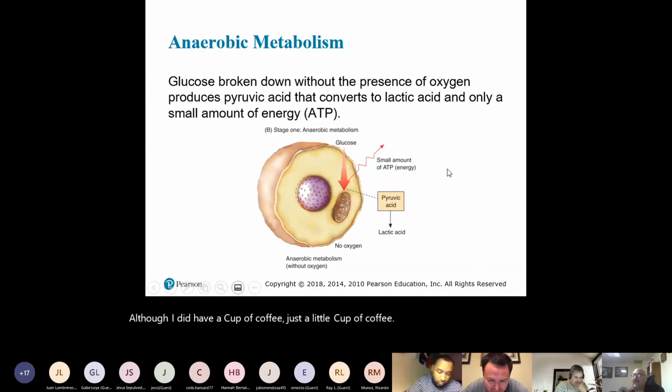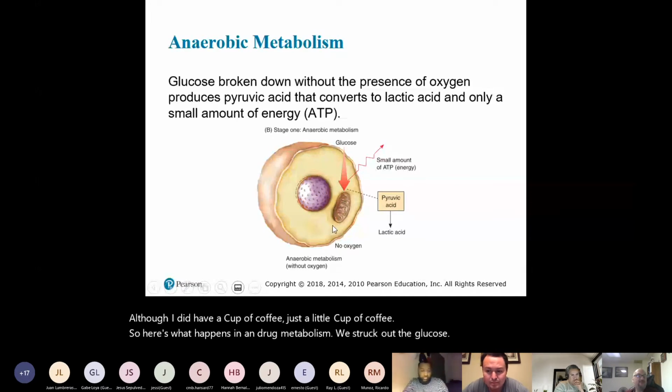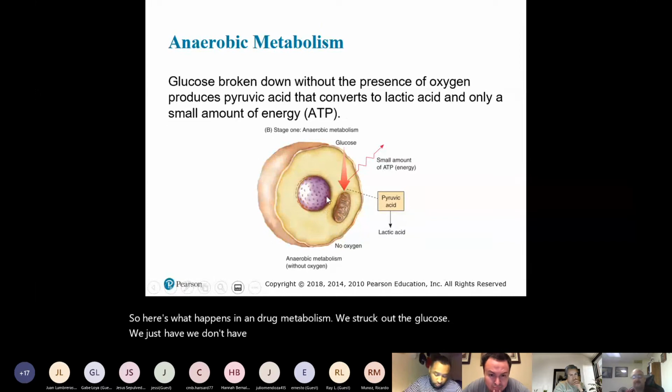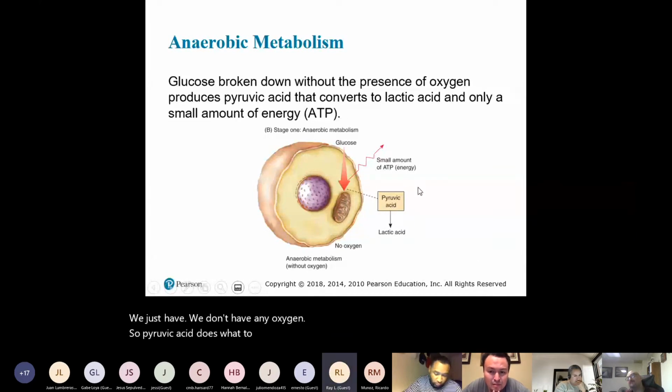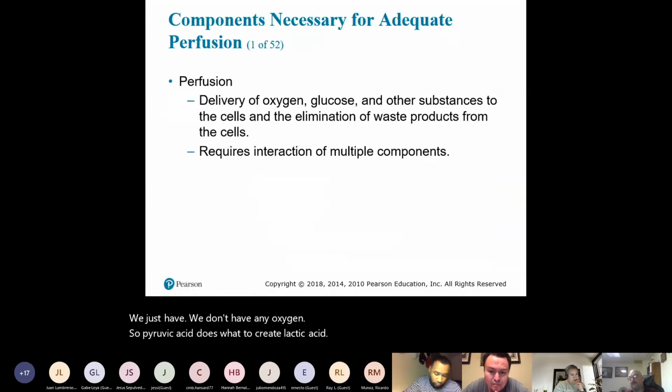So here's what happens in anaerobic metabolism. We still got the glucose. We don't have any oxygen. So pyruvic acid does what to create lactic acid? Ferments. It ferments to create lactic acid. All right. Did that make sense? Will that make sense later when you're in your study groups? But did it make sense right now?